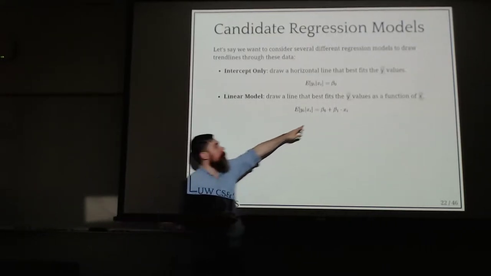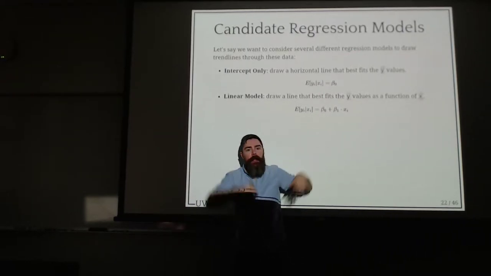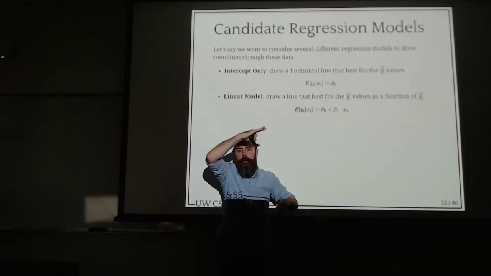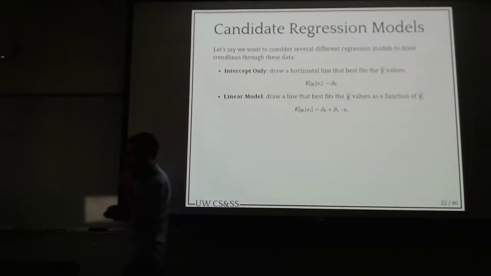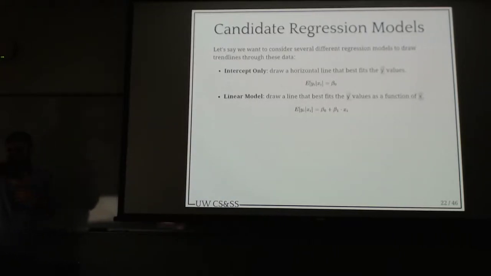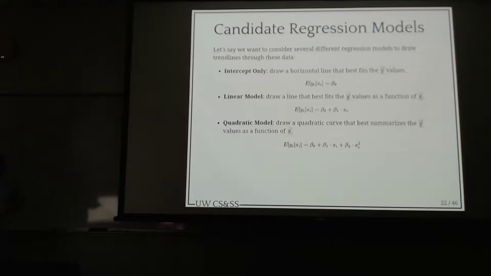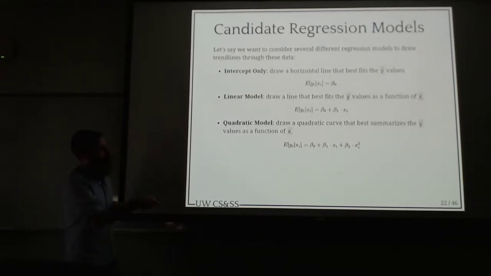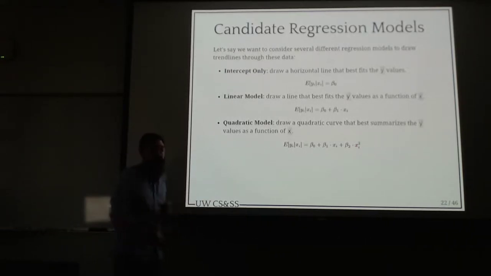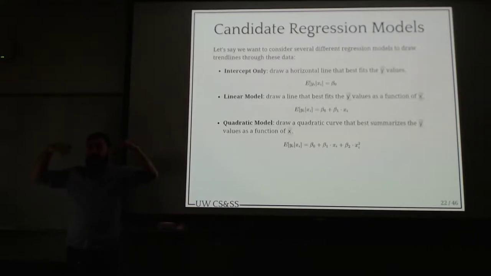The linear model draws some line through the data based on a function of x. So there's some intercept like before, but then the line has a slope to it, depending on values of x. Not curving, but pivoting. Next might be a quadratic model. Quadratic model adds an x squared term and makes it parabolic in some way.